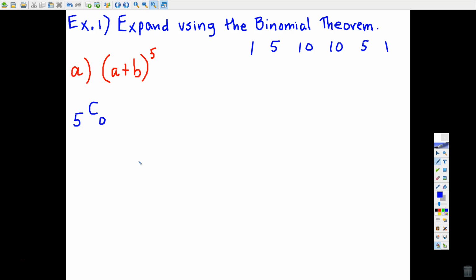The rest of this works just like you did last night. A is going to start off being raised to the 5th power. B is going to begin being raised to the 0. There's no difference in how the terms inside the parentheses work. Yeah. Whatever that exponent is, that's how you'll start. Good question. Okay?